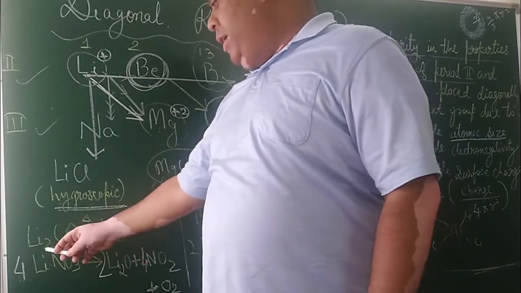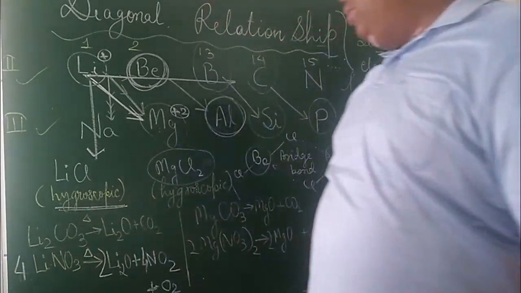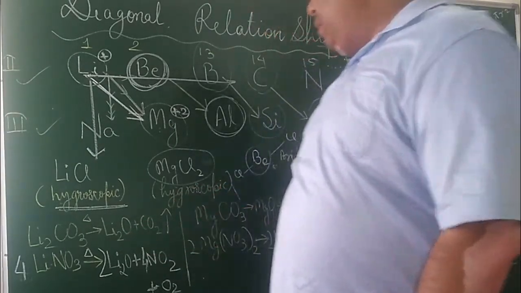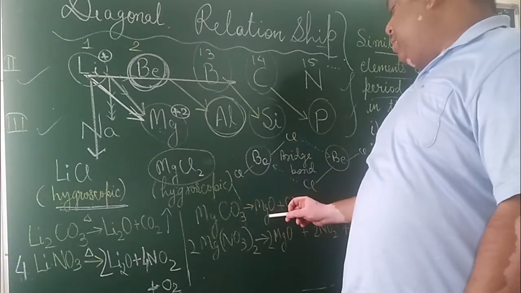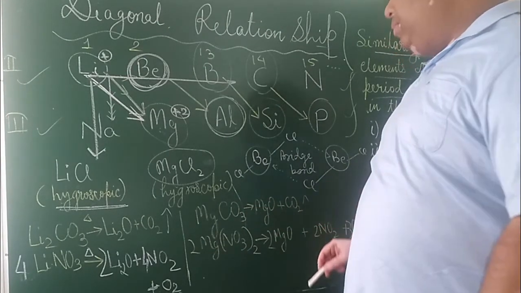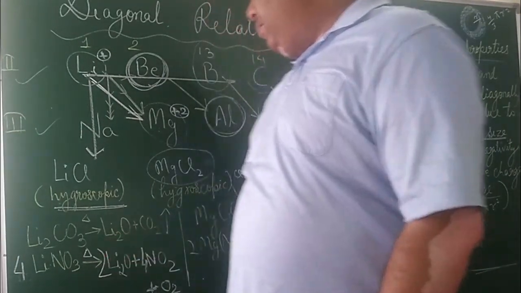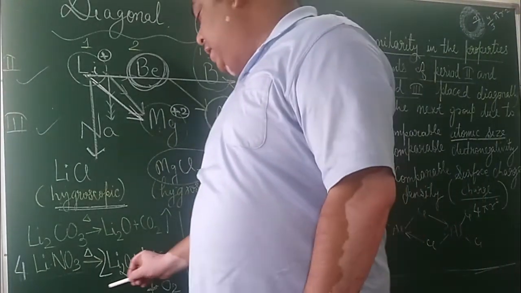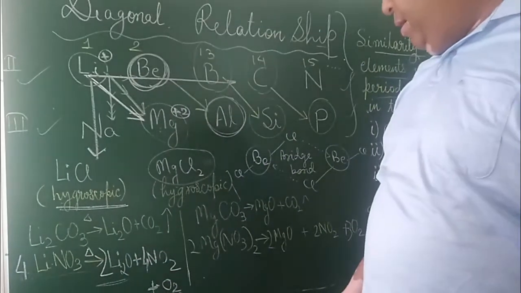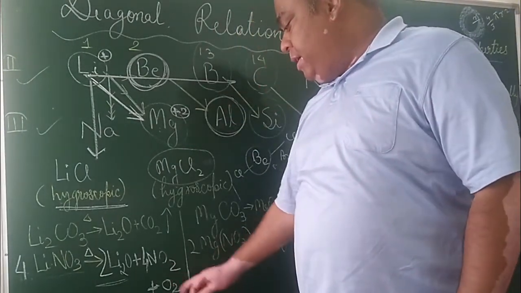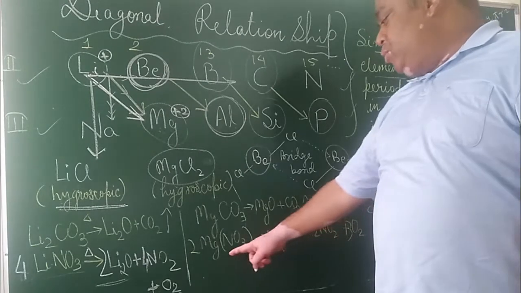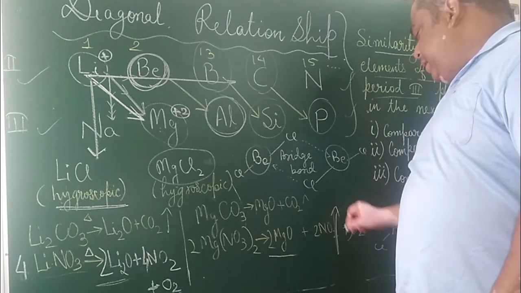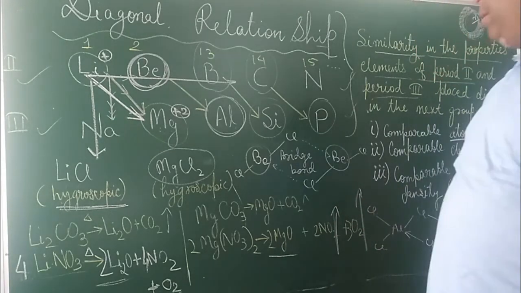If you see the carbonates, they undergo thermal decomposition to form respective oxides and CO2 gas is liberated. Similarly, for magnesium carbonate, magnesium oxide is formed and carbon dioxide is liberated. If you see their nitrates, then they form their respective oxides, NO2 gas is liberated and O2 gas is liberated. Same is the case with magnesium nitrate: magnesium oxide is formed, NO2 gas is liberated and O2 gas is liberated.